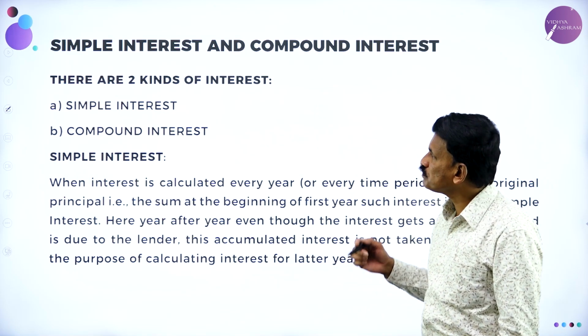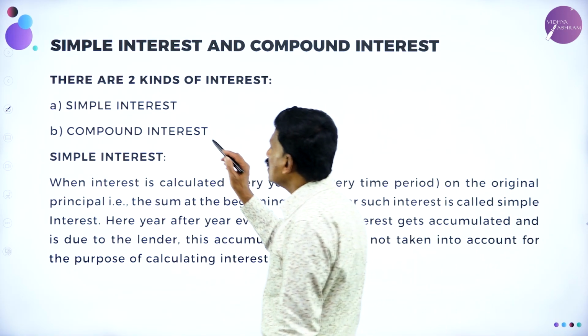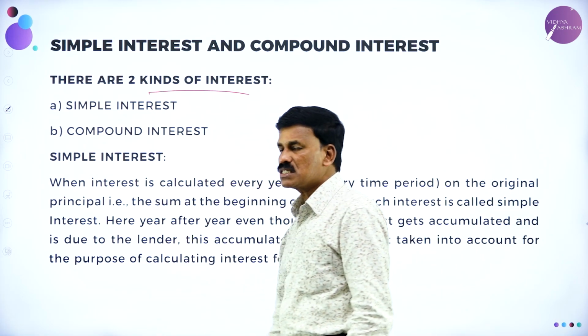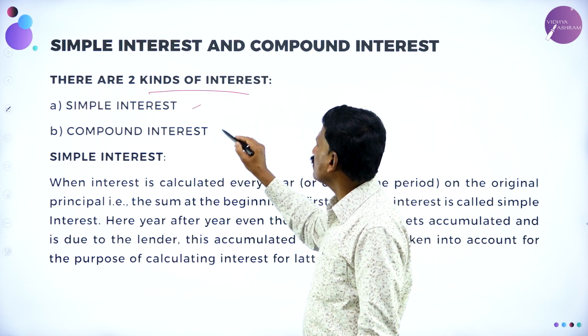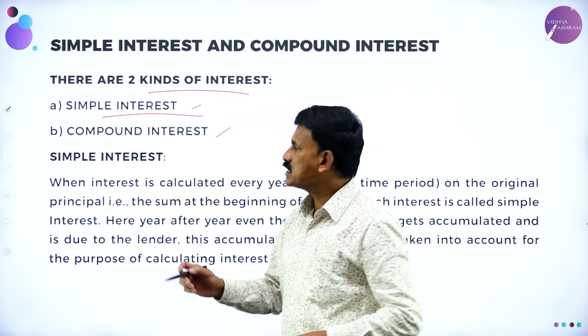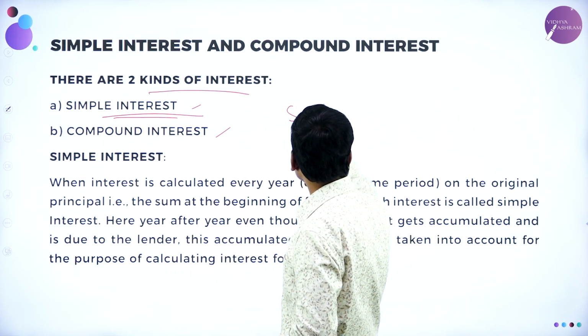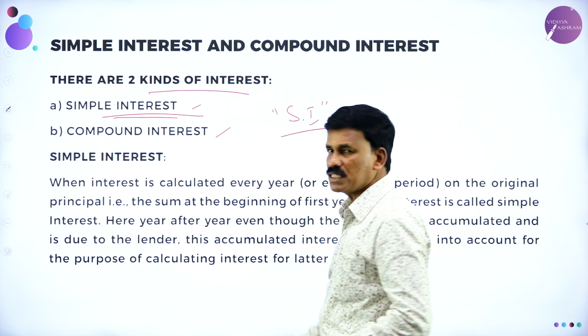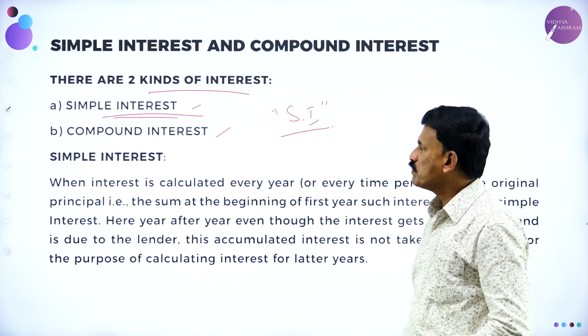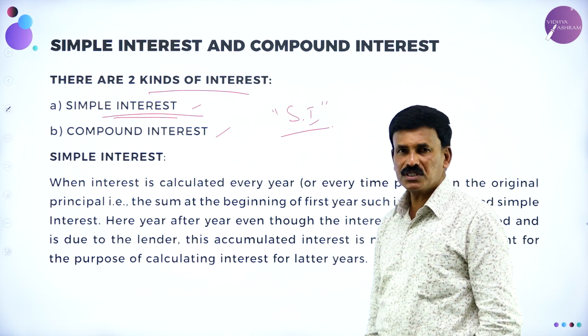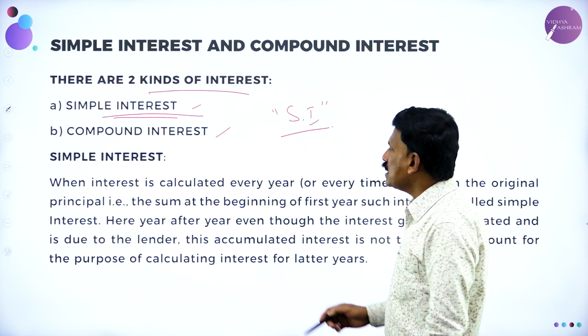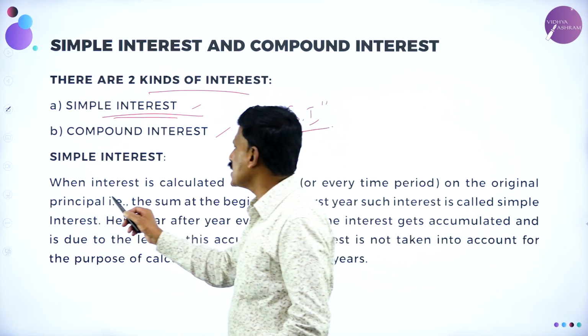Now there are two kinds of interest we are going to study. The first one is the simple interest and the second one is the compound interest. Now let us discuss the first one, the simple interest. Usually you might have studied that simple interest is represented like this, SI. SI stands for simple interest. So what is the simple interest?